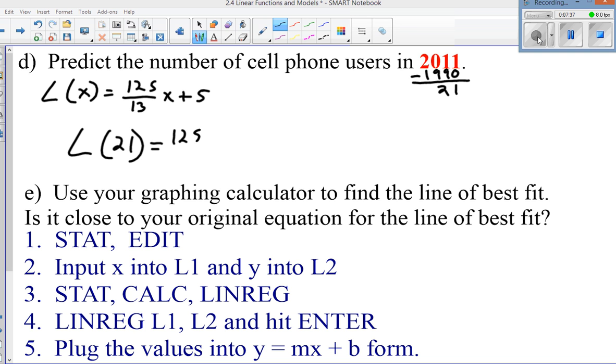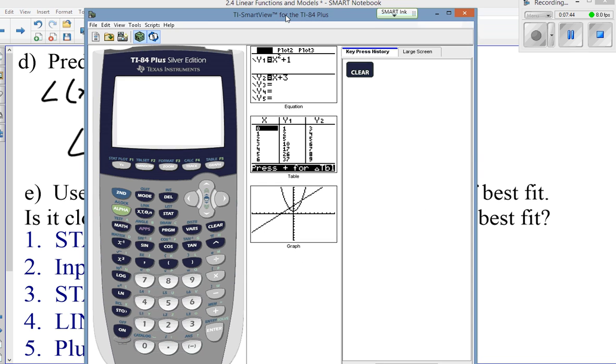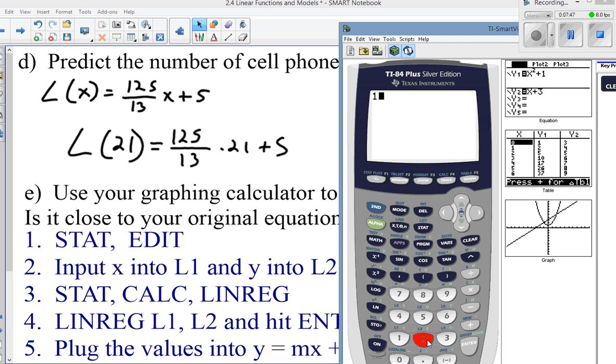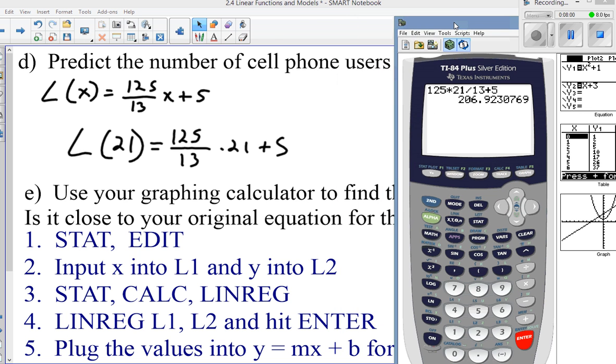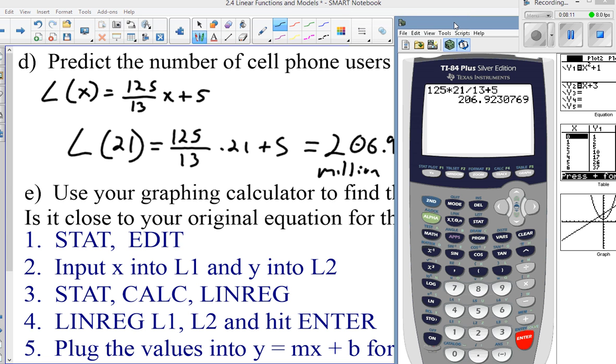So I do 125 over 13 times 21 plus 5. Pull out my calculator, and I get 125 times 21 divided by 13, plus 5. And I see that I would have approximately 206.9 million cell phone subscribers.